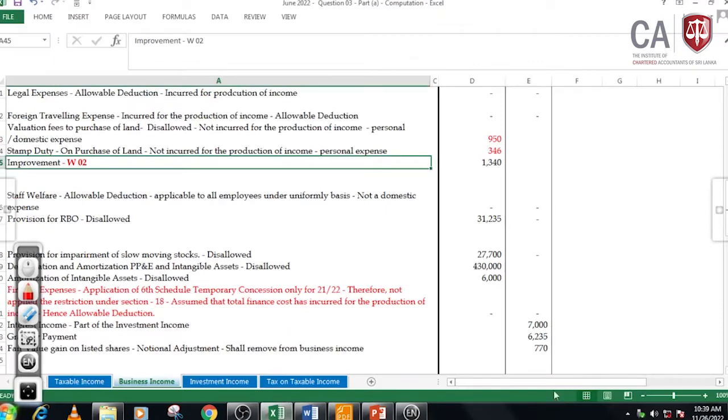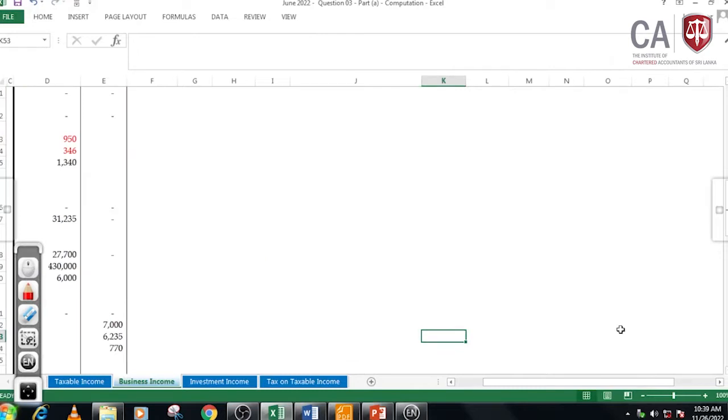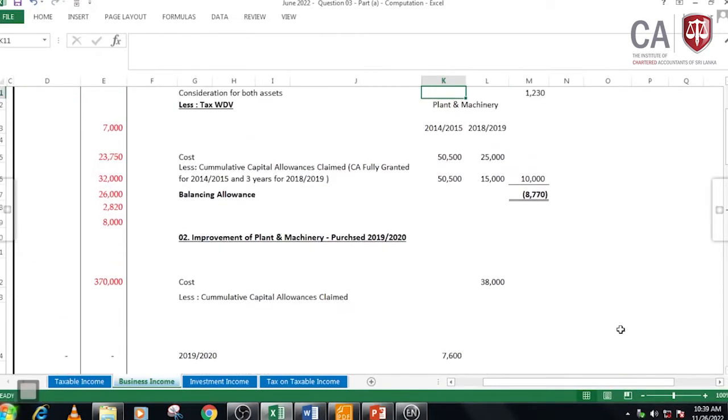Now come to the working. Like in the computation of the assessable charge, there is a working for this, the improvement to plant and machinery. What's the cost of the asset? 38 million. What we need to do is compute the opening tax written down value.